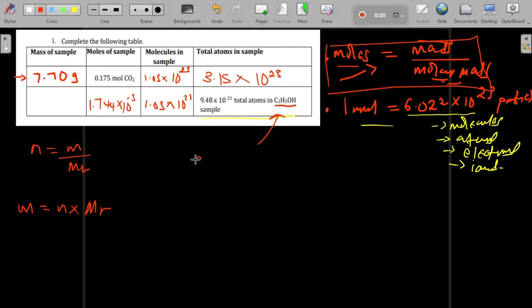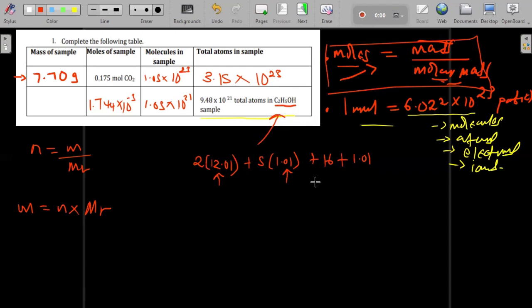So the molar mass will be 2 multiplied by 12.01. This 12.01 is the molar mass of carbon, which you get from the periodic table, plus 5 multiplied by 1.01. This is the molar mass of hydrogen, plus the molar mass of oxygen, plus the molar mass of hydrogen. So let's calculate that molar mass.